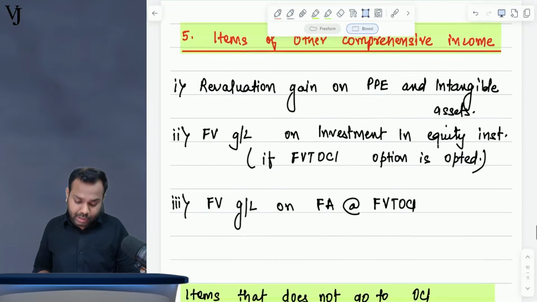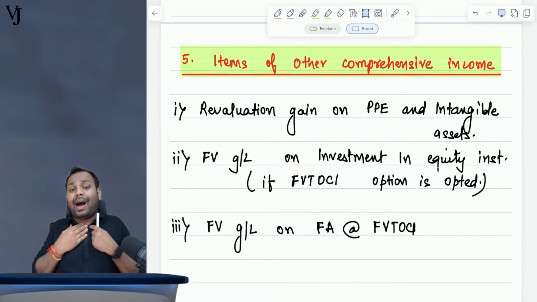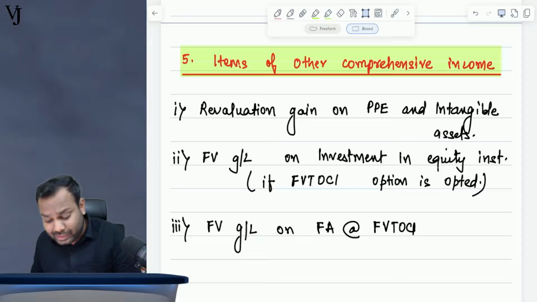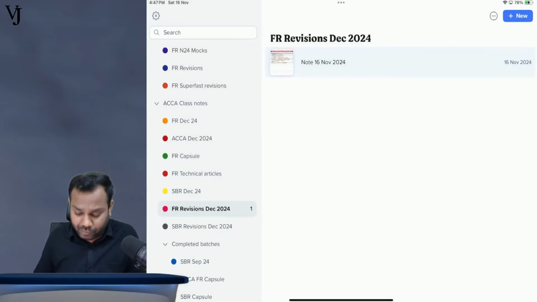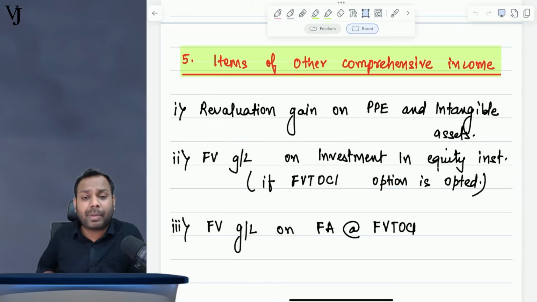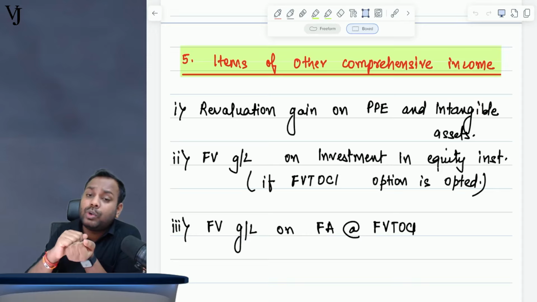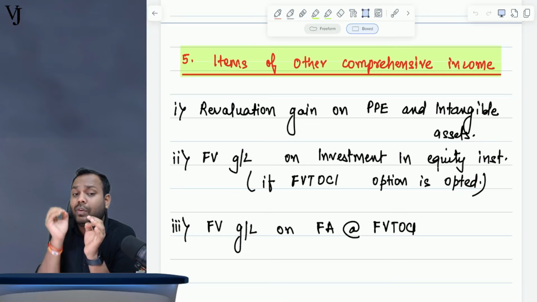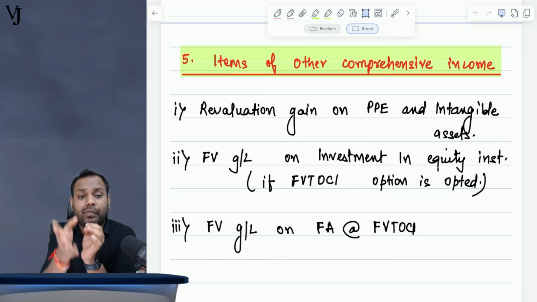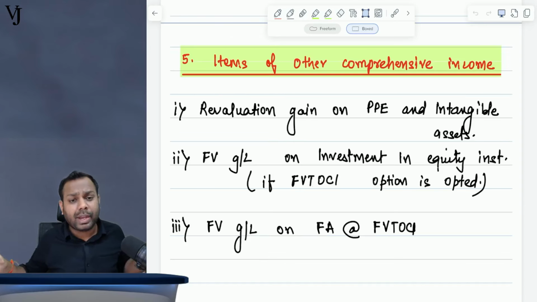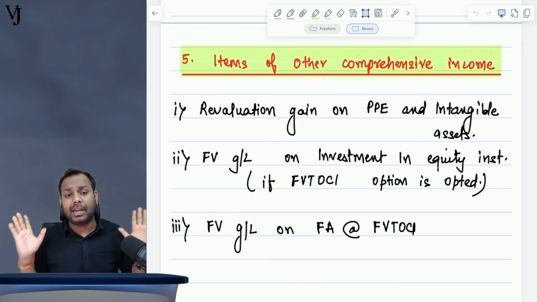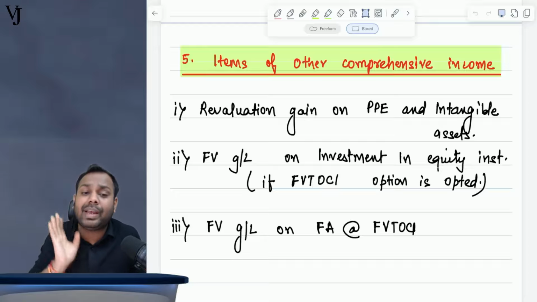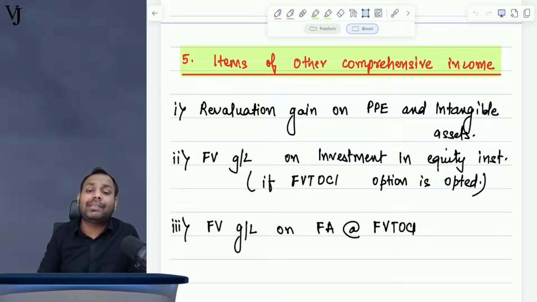Now, what I have noticed, this is not from the examining team. The examining team just stated that students have a confusion in the mind about which items go to P&L and which items go to OCI. This is the confusion which always remains in the mind of the students. So now let us break this noise once and for all. All the income and expense that you see in your ACCA FR goes to P&L except for these three.